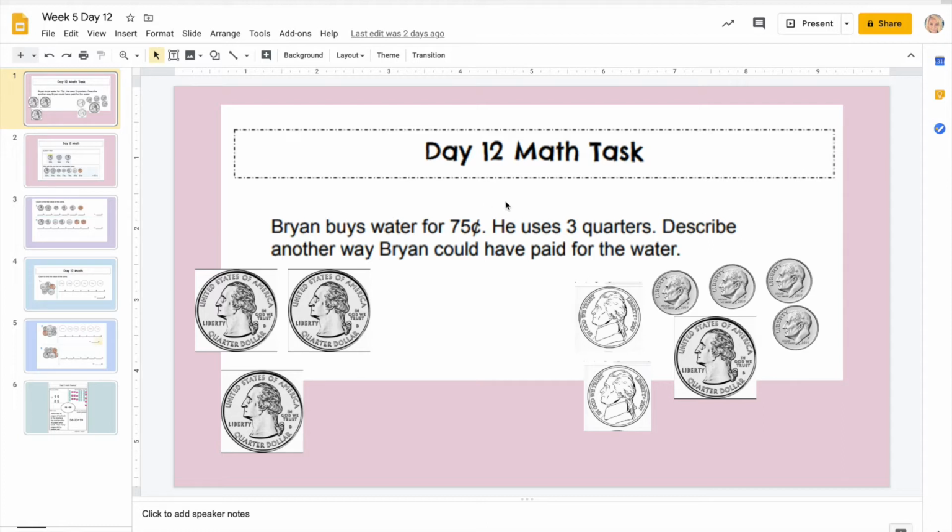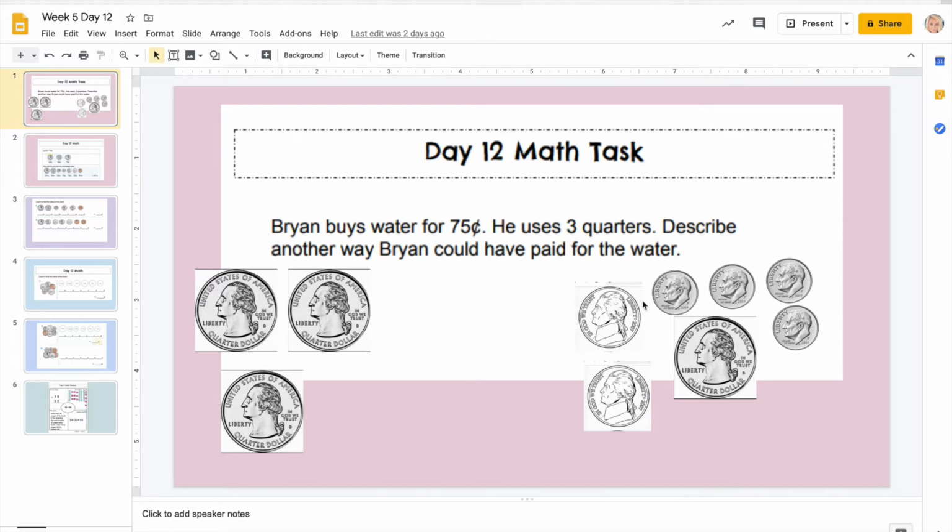So for our math task, it's letting us know Brian buys a water for 75 cents. He uses 3 quarters. Describe another way Brian could have paid for the water. So over here I have 3 quarters that represent the 75 cents, because if you count by 25s, 3 quarters is 75 cents. So 25, 50, 75. That represents the 75 cents that Brian used to buy the water.